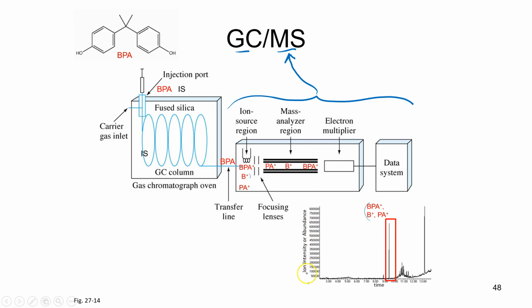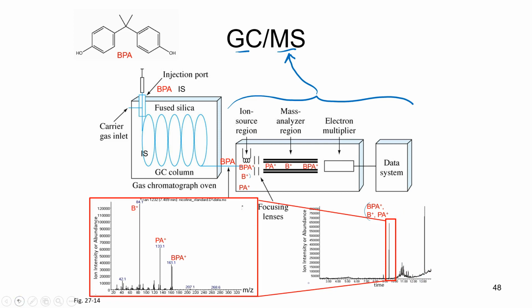Not only do you have ion intensity over time, but you can look closely at this peak and look at ion intensity versus mass to charge ratio. So you can see that I've indicated that B plus is the smallest ion, followed by PA plus, and then the intact BPA ion. Now, why is this so powerful? The fragmentation patterns that you see in your mass spectrum can help to qualitatively identify a solute if needed. So we get a lot more information from mass spectrometry when it's connected to a GC.